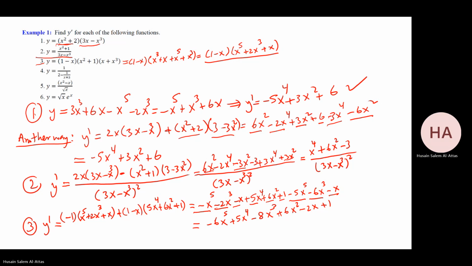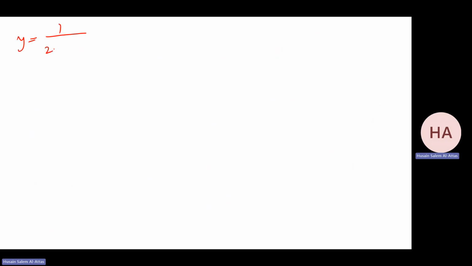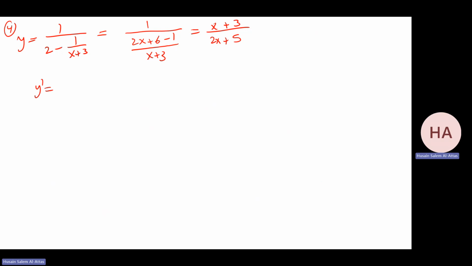Number 4. Now we'll do number 4, where y is 1 over 2 minus 1 over x plus 3. Before I do any derivative, I can simplify that one. It will be 1 over 2x plus 6 minus 1 over x plus 3. Or in other words, it's x plus 3 over 2x plus 5. Okay, it's easy now to find its derivative. Y prime is just a quotient rule. Derivative of the numerator, which is 1, times the denominator, minus 2 times x plus 3, over 2x plus 5 squared. That will be 2x plus 5 minus 2x minus 6, so minus 1 over 2x plus 5 squared.